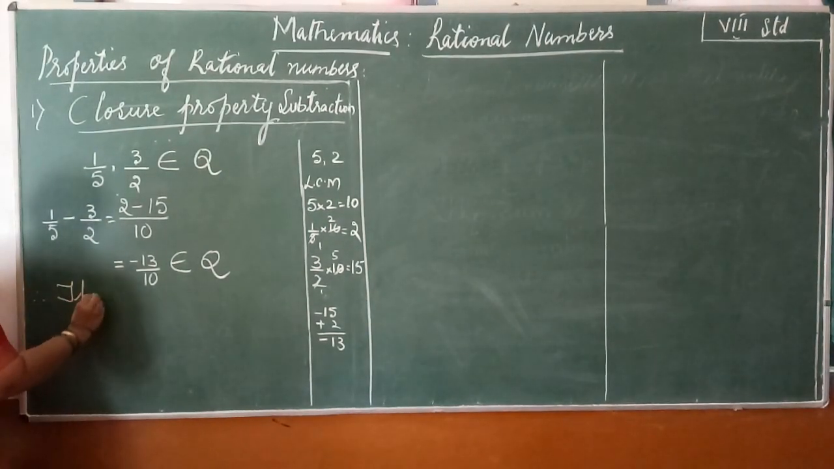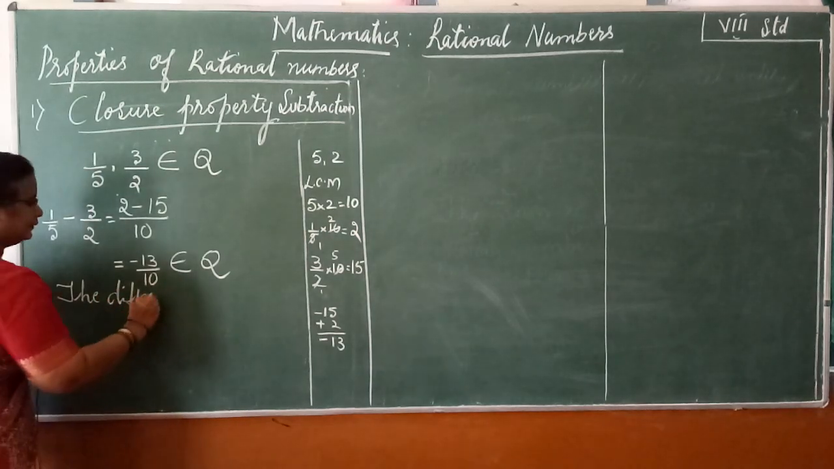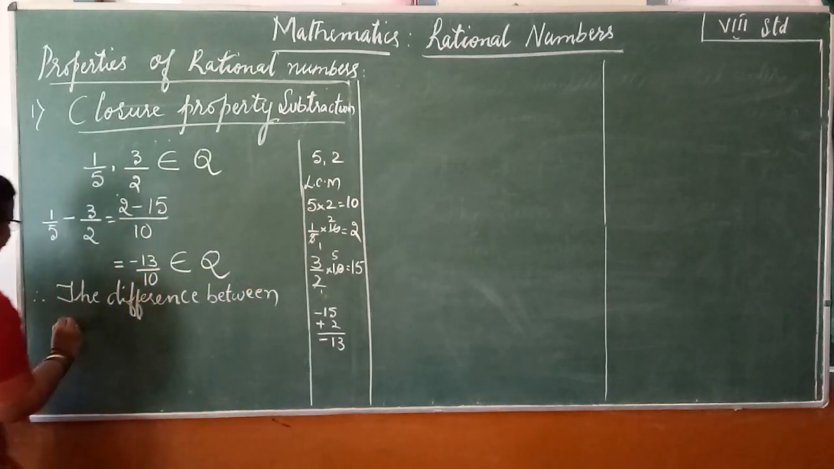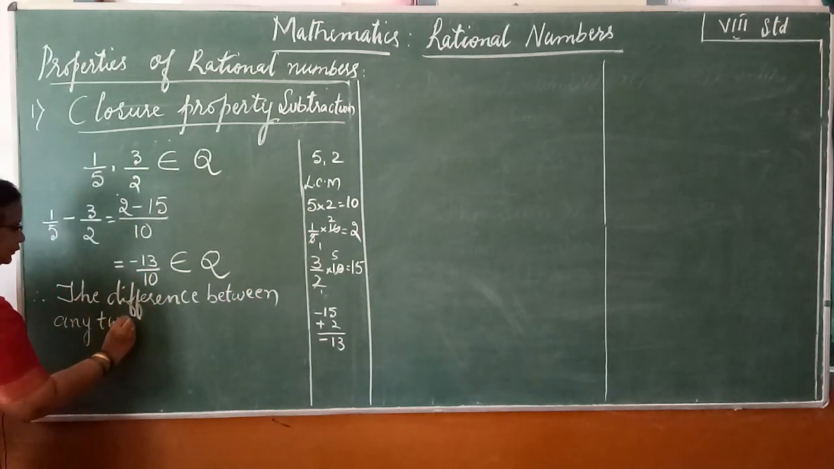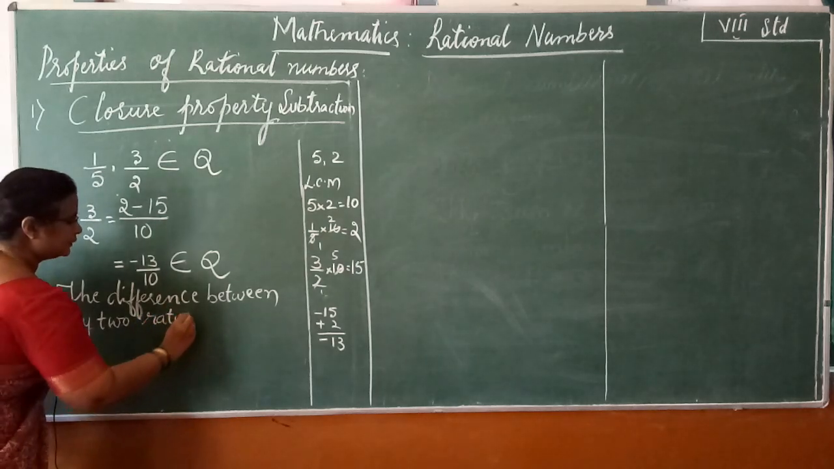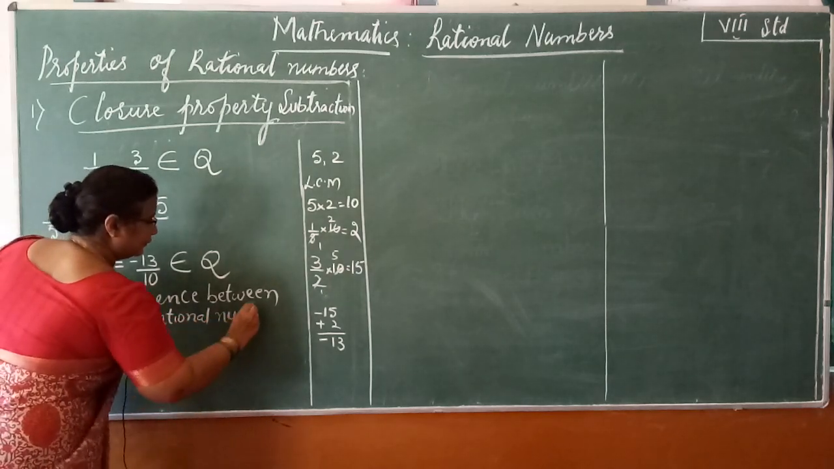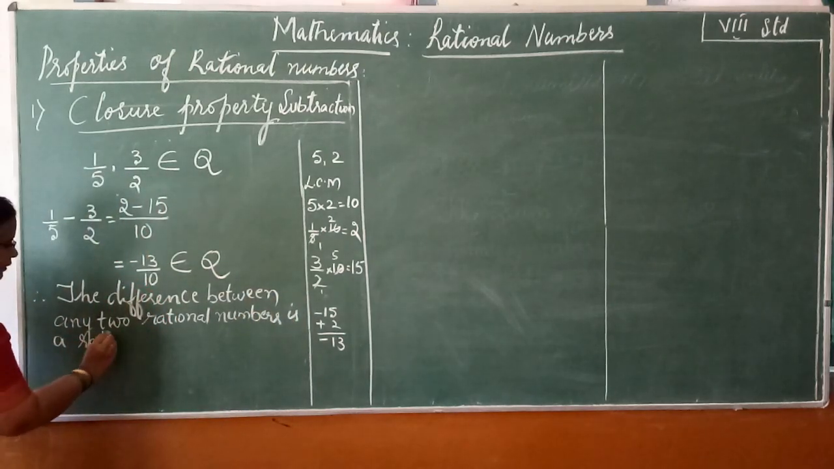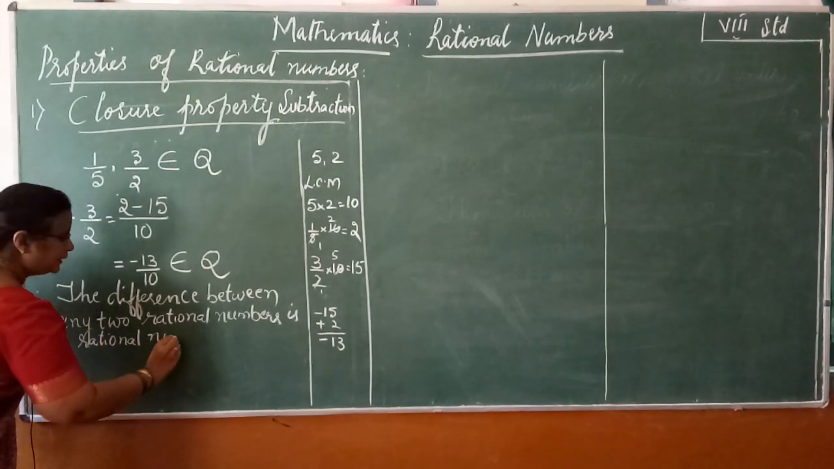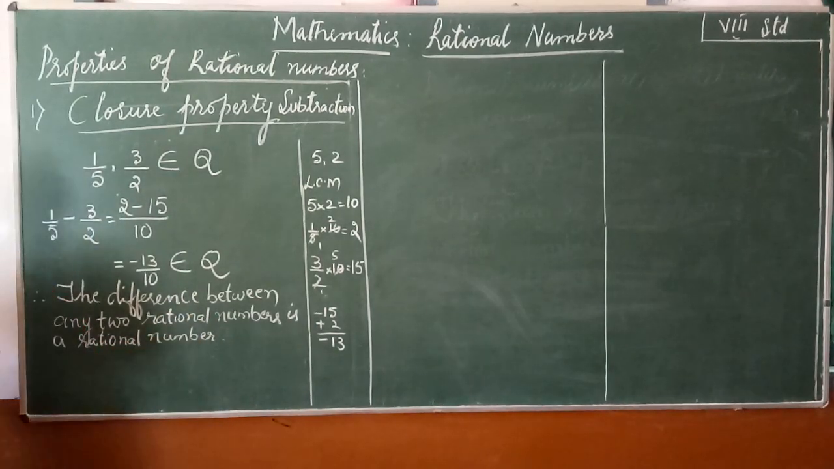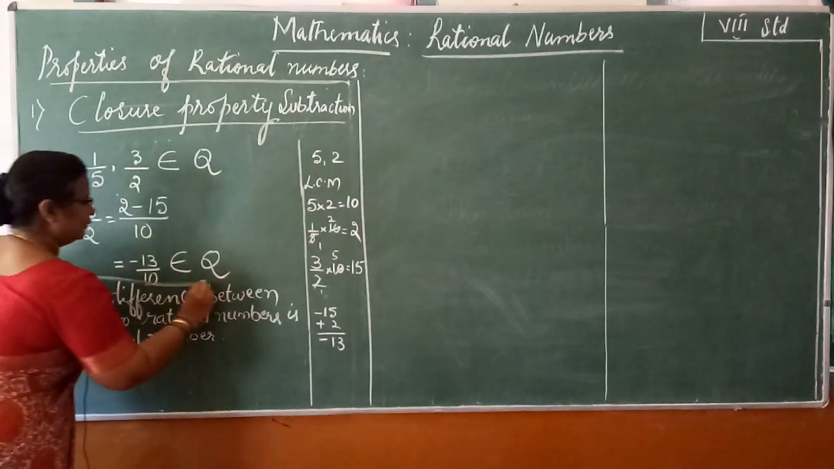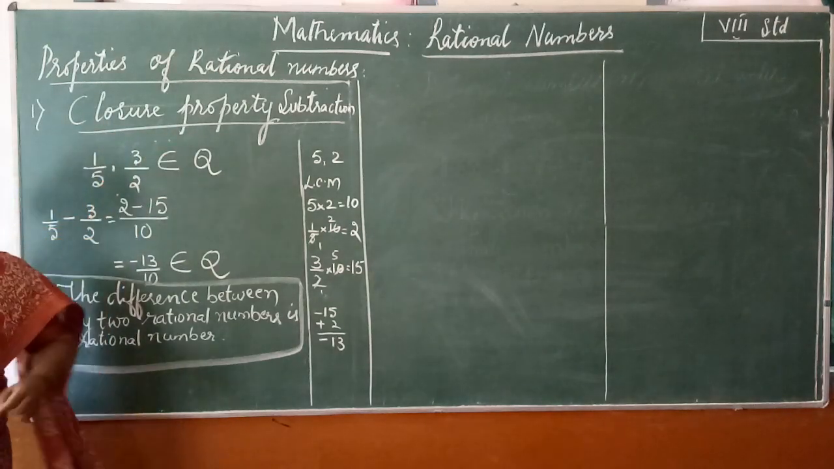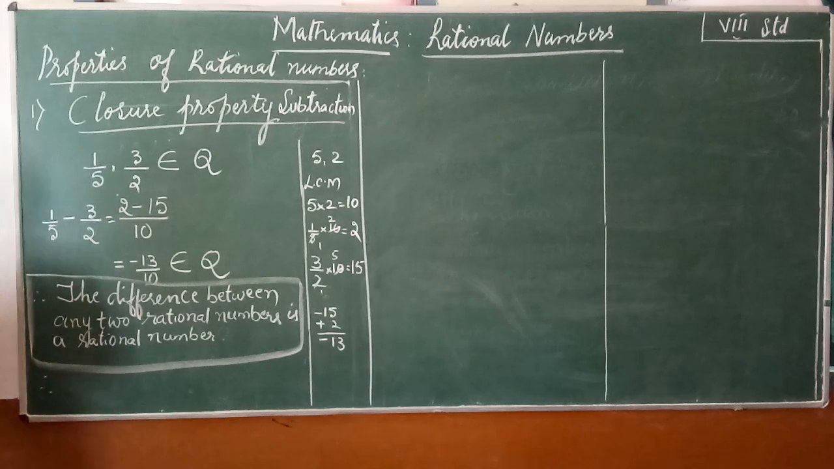Therefore, the difference between any two rational numbers is a rational number. What is this? This is the definition of closure property of subtraction. Therefore, what can I write?